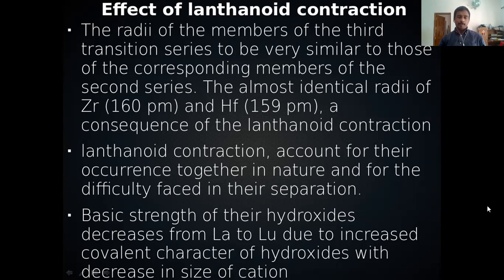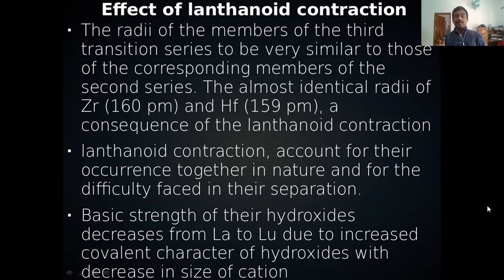Now the second point. Lanthanoid contraction accounts for their occurrence together in nature and for the difficulty faced in their separation. There is only a very small decrease in the atomic sizes. Therefore it is difficult to separate them. Lanthanoids are present together in nature. So if you want to separate these lanthanoids, that is very difficult, and it is one of the effects of lanthanoid contraction. The third point: the basic strength of their hydroxides decreases from lanthanum to lutetium.